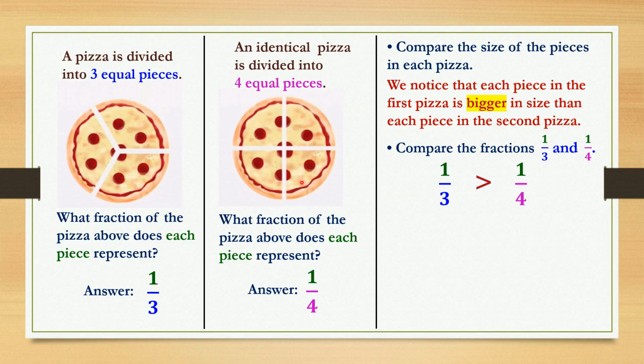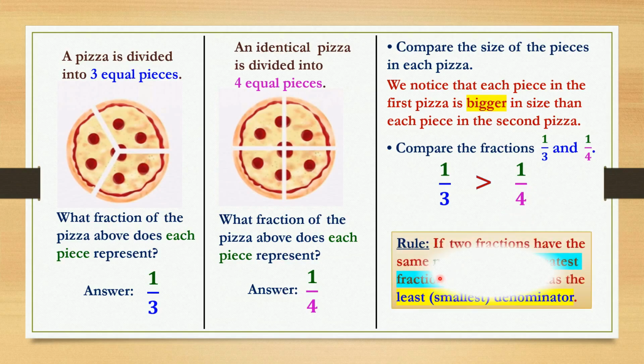So if two fractions have the same numerator, the greatest fraction is the one that has the least or smallest denominator, and the smallest fraction is the one that has the greatest denominator. So the rule: if two fractions have the same numerator, the greatest fraction is the one that has the least or smallest denominator.